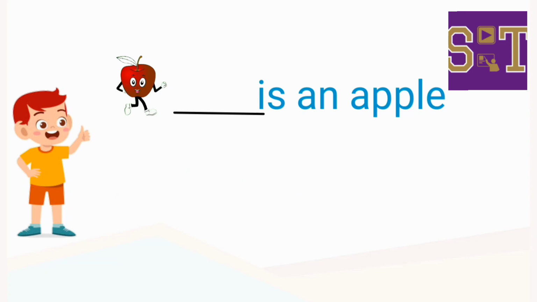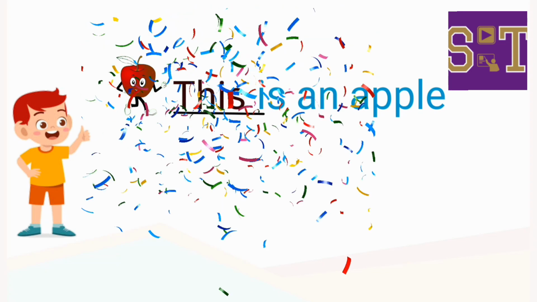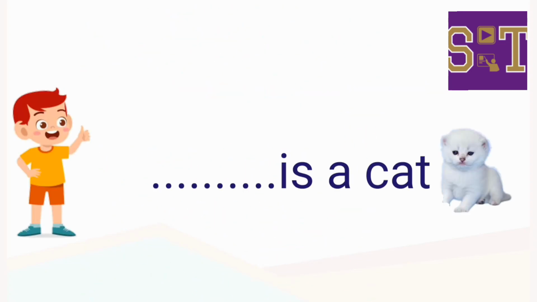Let's learn more with sentences. Dash is an apple. What should we use here? Dash is a cat. Okay, the cat is far. So what will we use here? Good.